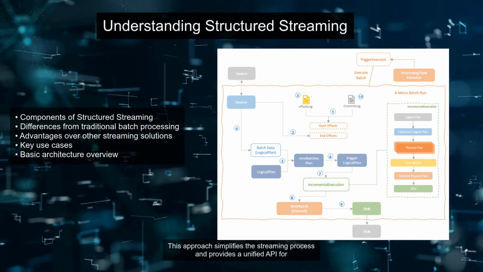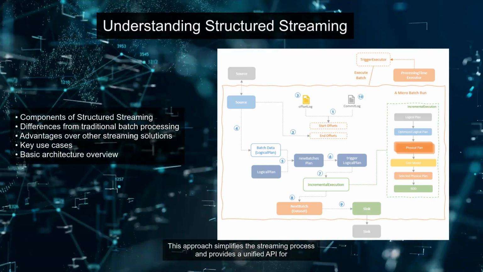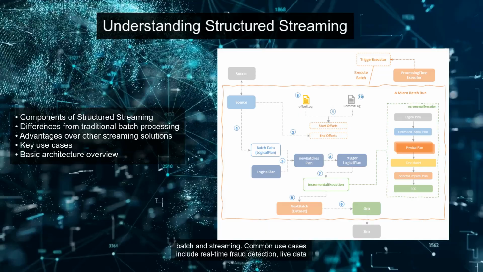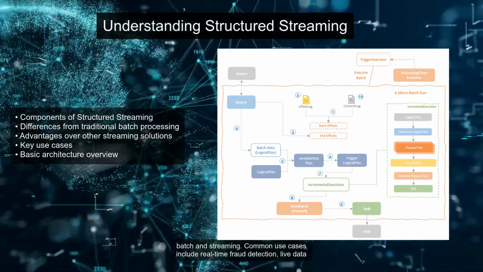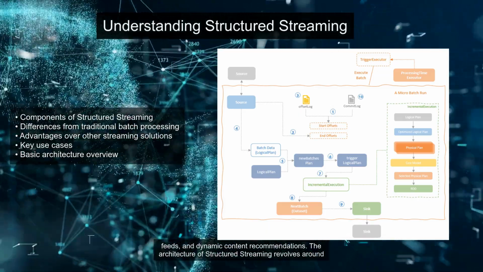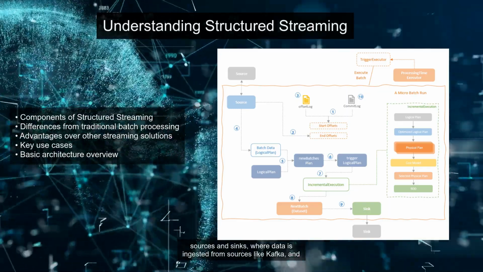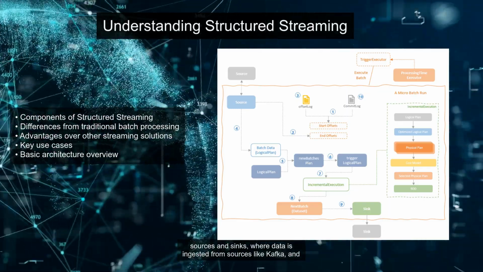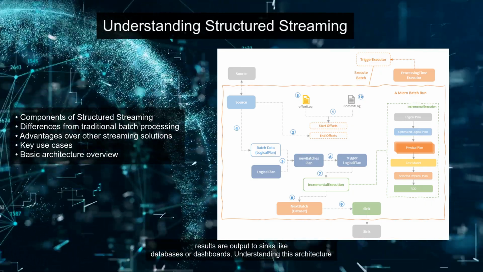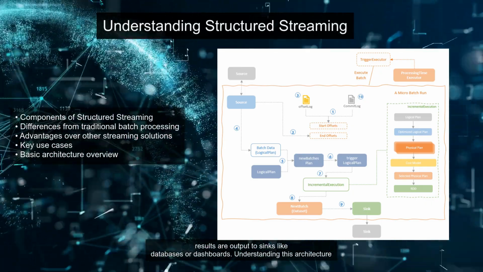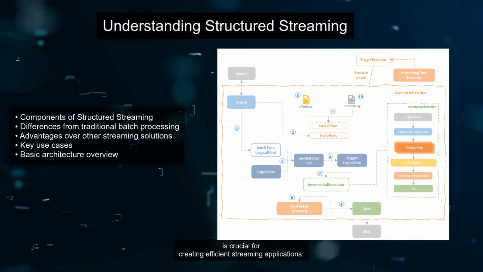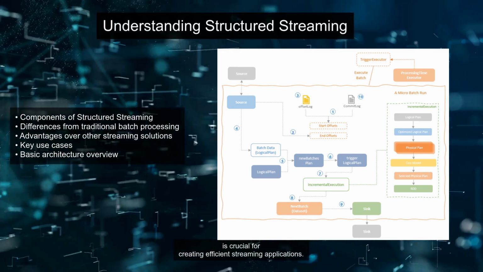This approach simplifies the streaming process and provides a unified API for batch and streaming. Common use cases include real-time fraud detection, live data feeds, and dynamic content recommendations. The architecture of structured streaming revolves around sources and sinks, where data is ingested from sources like Kafka, and results are output to sinks like databases or dashboards. Understanding this architecture is crucial for creating efficient streaming applications.